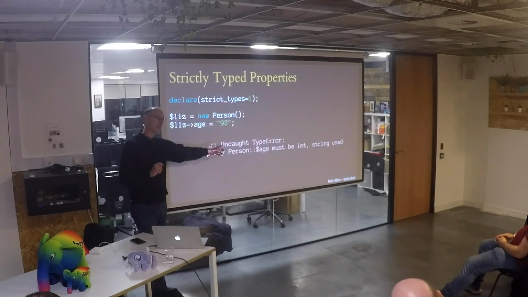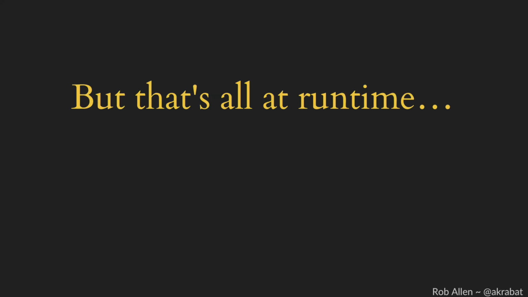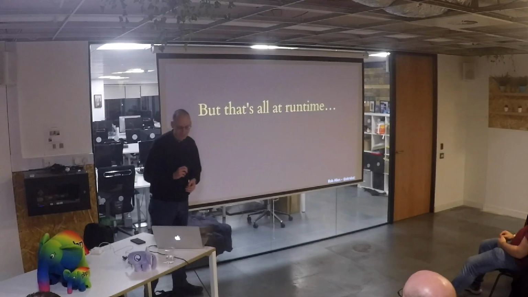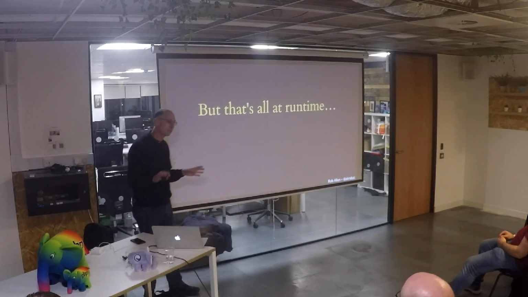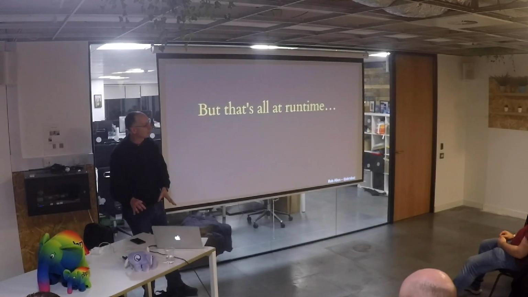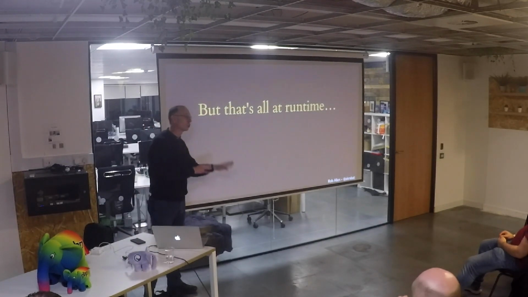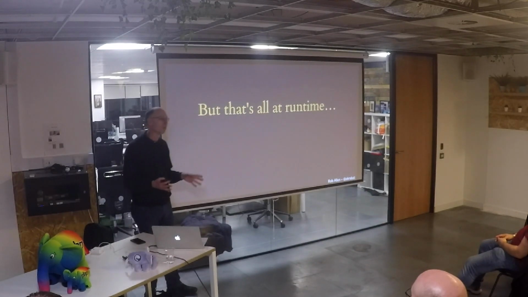You've seen this sort of class of errors before, haven't you? Fatal error this, warning that. They're all at runtime. Runtime is great, except that when an error happens at runtime, not only can it happen on your development environment, it can happen in production. We do not like errors in production. Errors in production mean support tickets, mean phone calls at the wrong time of night.